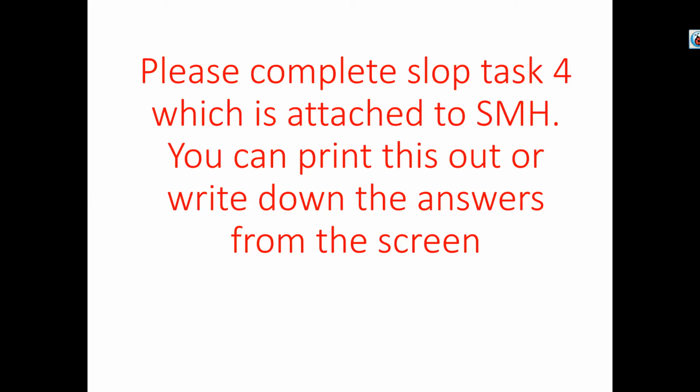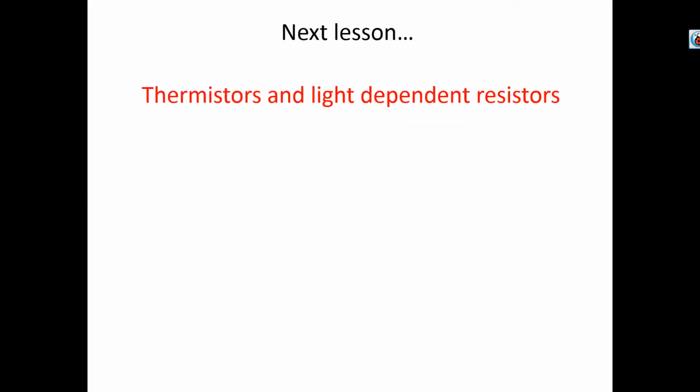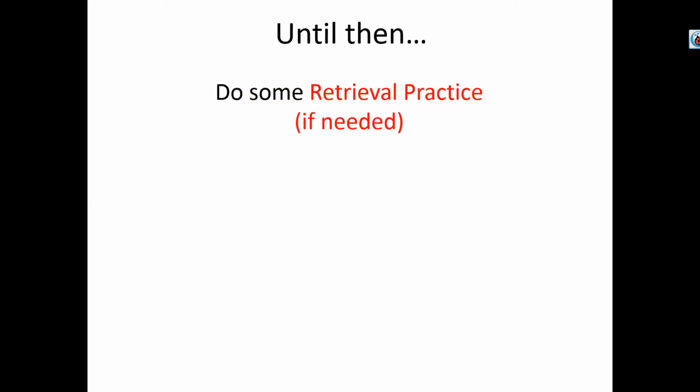So there's a slot task that is attached to show my homework, slot task 4, and you can print this out if you wish, or you can just write down the answers on pen and paper that you see on the screen, and the answers to that will be revealed next time. Those questions focus mainly on calculating resistance in different circuits. So our next lesson is going to be on thermistors and light-dependent resistors, or LDRs. Until then, drill, drill, drill, and the new stuff you've learned today.